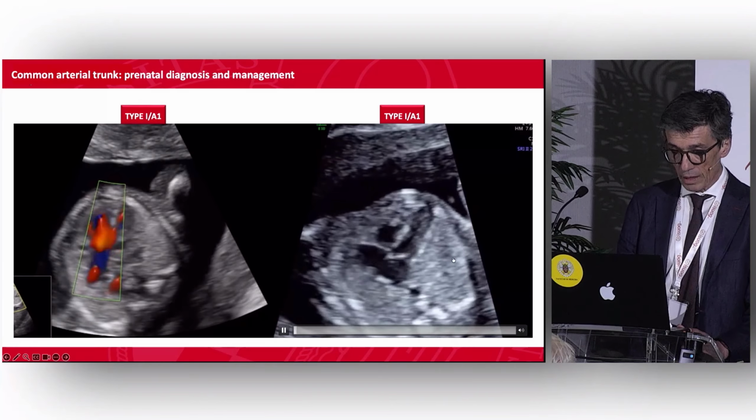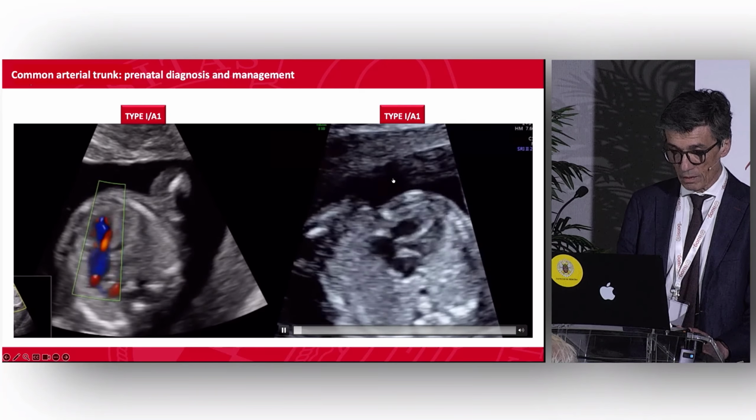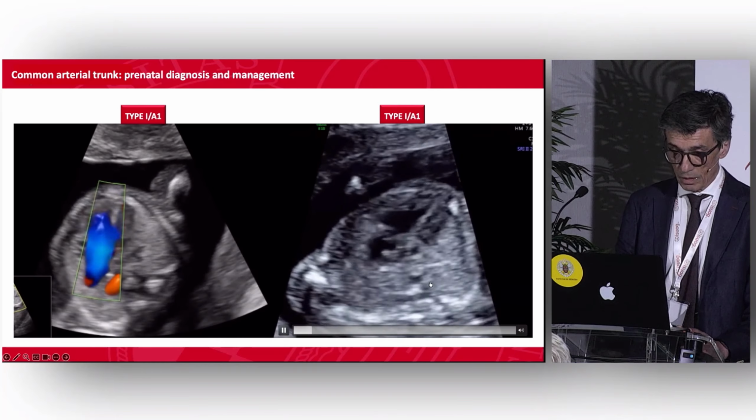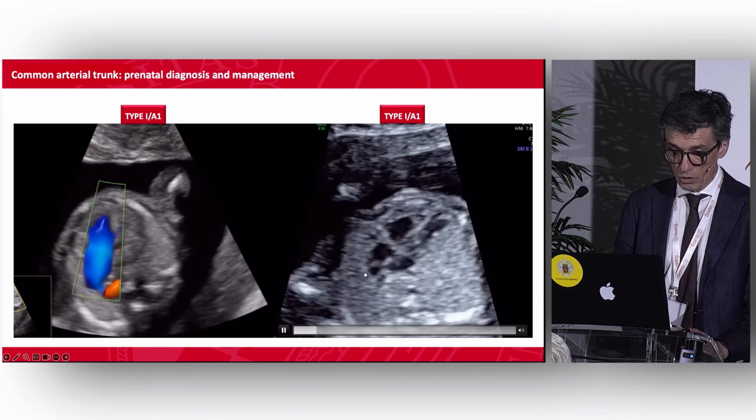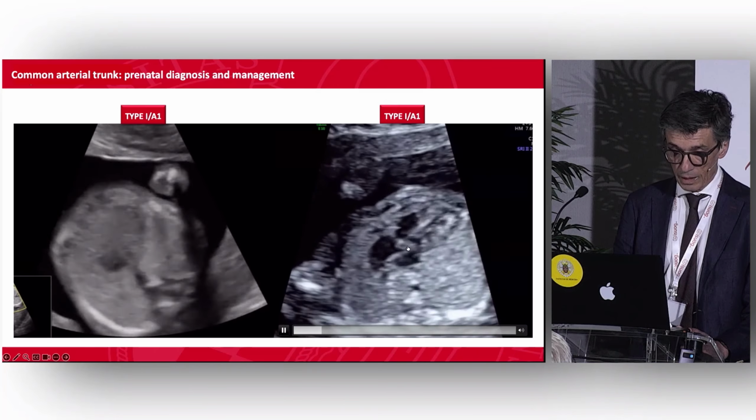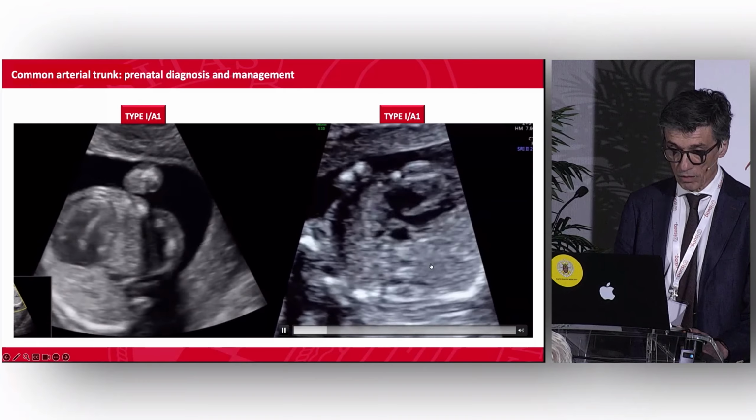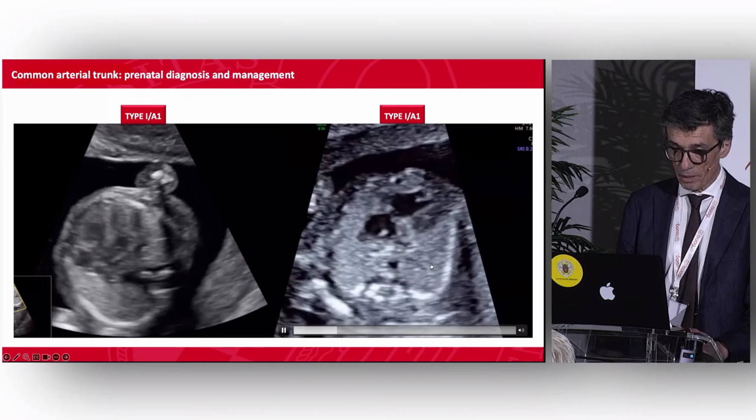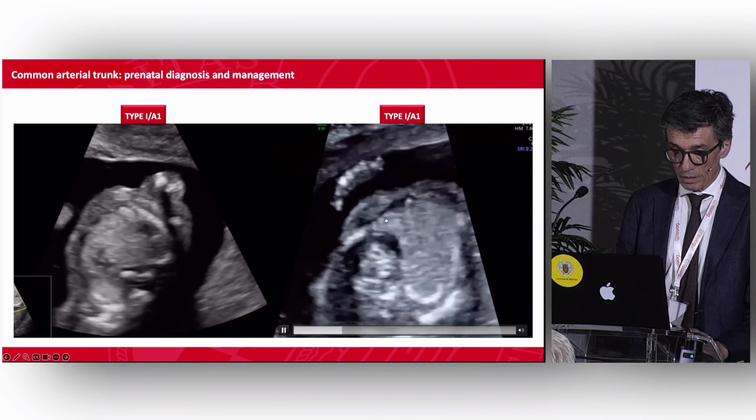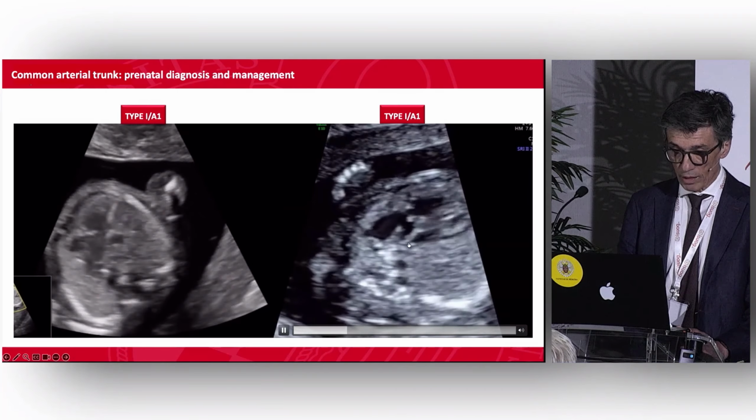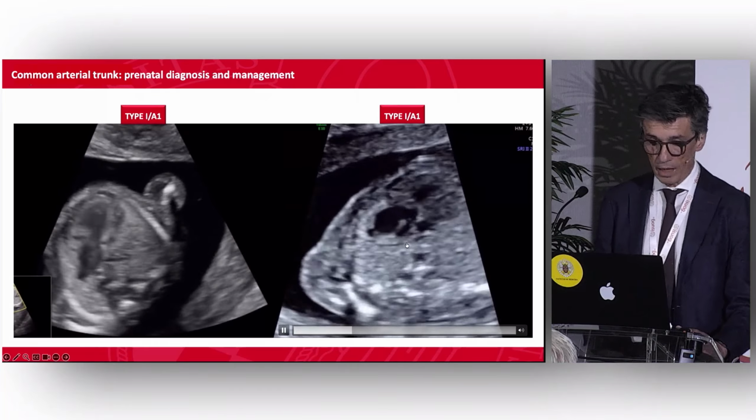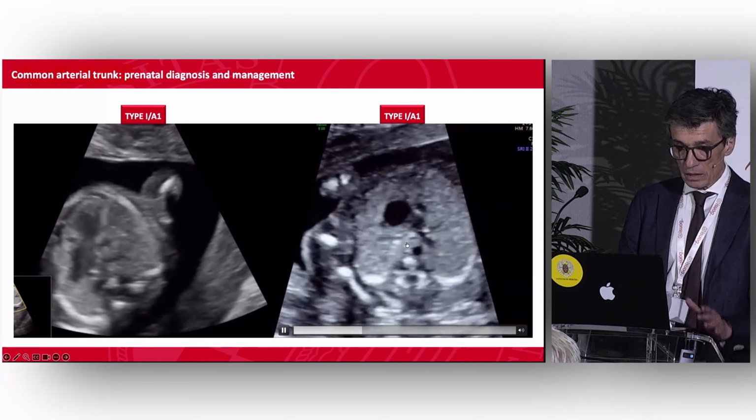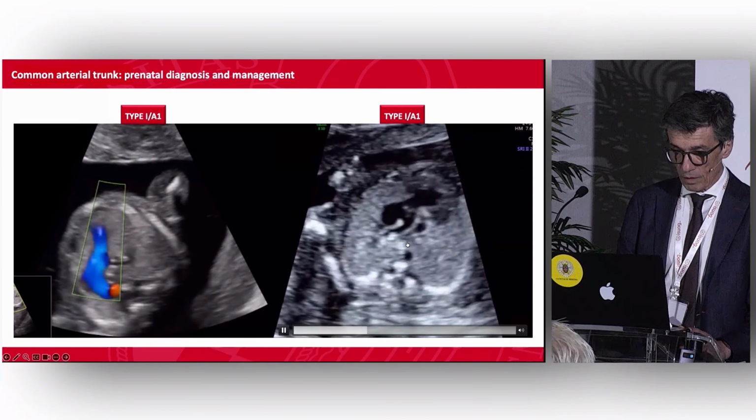Another example on the right side, also in the first half of pregnancy, a baby with, once again, a normal four-chamber view, and this large vessel arising mainly from the right ventricle, and you see here the aspect of this truncal valve. This is quite dysplastic, a very thickened and hyperechoic truncal valve. And you see a large vessel and the pulmonary trunk here arising from the left lateral aspect of the common arterial trunk. These are all examples of type 1 common arterial trunk.